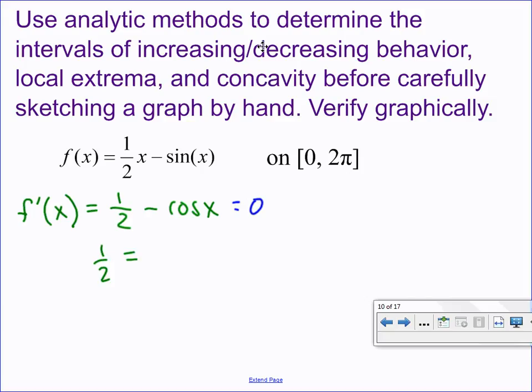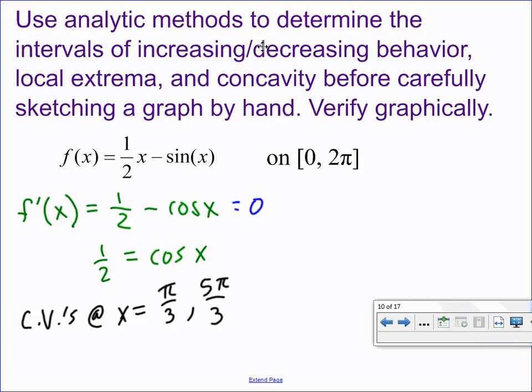Those would occur when 1/2 equals cosine of x. And does cosine of x ever equal 1/2 on the interval 0 to 2 pi? You bet your boots, it happens twice. So we've got pi over 3 and 5 pi over 3. Are you guys getting critical values? I'm getting critical values at x equals pi over 3 and 5 pi over 3.